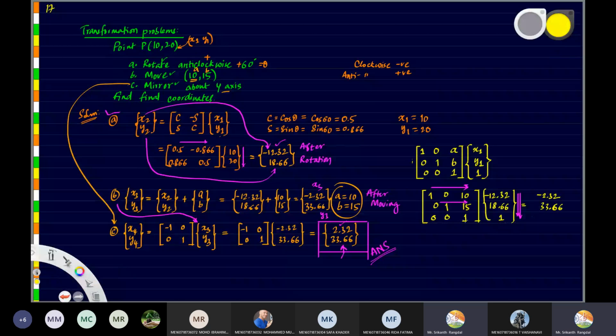Okay, and finally the last one. 0 into this is 0, 0 into this is 0, 1 into 1 is just 1. So 0 plus 0 plus 1 is just 1. So are we getting the same result? Is it same or is it different? You see, we got minus 2.33 here. Same value we are getting here. And here we get 33.66. So here we are getting the same 33.66.